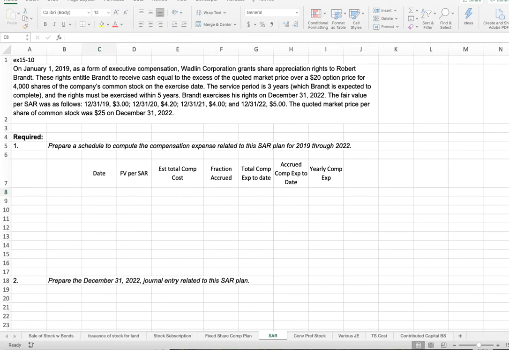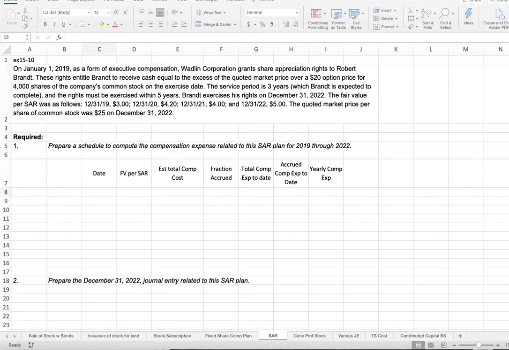Share appreciation rights, or SAR. On January 1st, 2019, as a form of executive compensation, Walden Corporation grants share appreciation rights to Robert Brandt. These rights entitle Brandt to receive cash equal to the excess of the quoted market price over a $20 option price for 4,000 shares of the company's common stock on the exercise date.